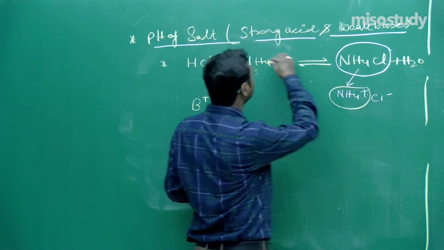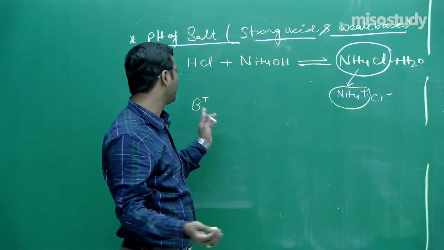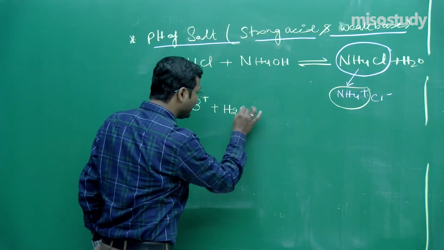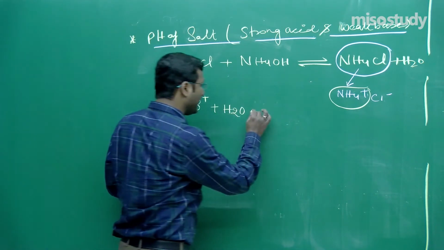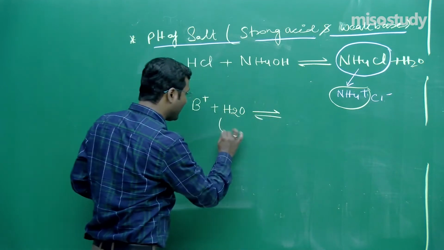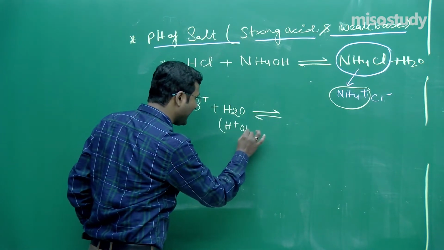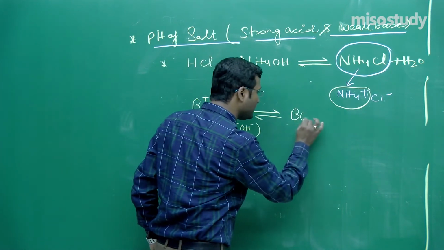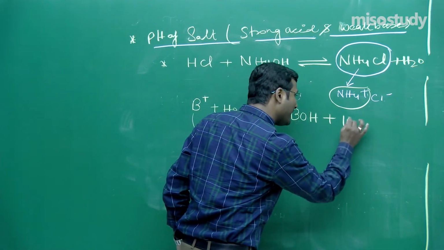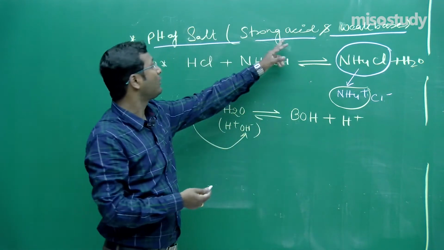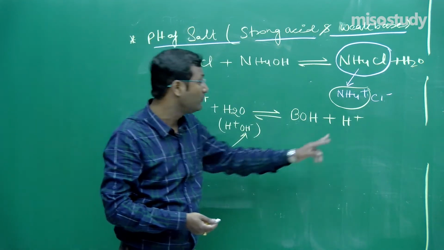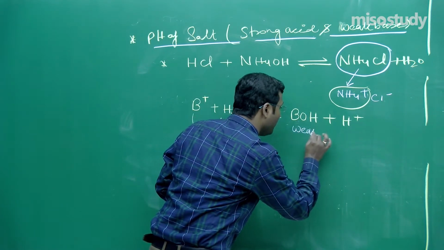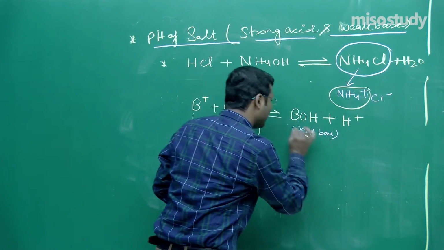It is valid for any type of salt. You may get any type of example, strong acid and weak base, B plus and H2O, because we are going to reverse the direction, that is salt hydrolysis. As we know, water dissociates into H plus and OH minus, so it will move here. So the expression is BOH plus H plus. Why H plus? Because the acid is strong, so the solution will be acidic. And this is an example of a weak base.